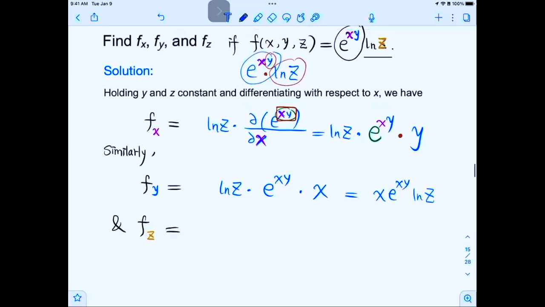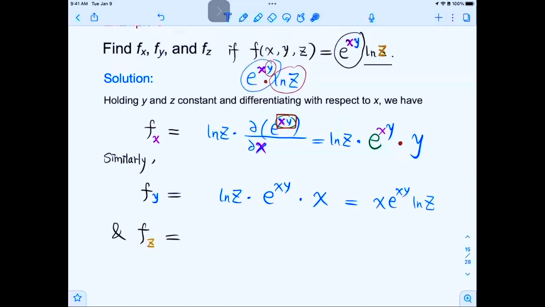Okay? Okay, good job. Now, what about the partial derivative with respect to z? Now, e to the xy we treat as a constant, right? So we'll have e to the xy here in front, because it doesn't involve z, so we think about it as a constant. What's the derivative of ln of z? This one doesn't have the absolute value. 1 over z. Okay. Yeah, you got it. So it's 1 over z.